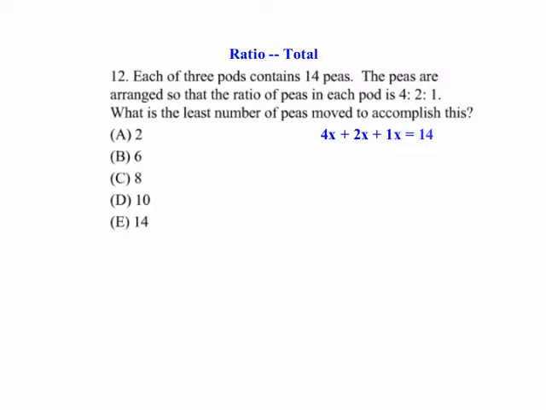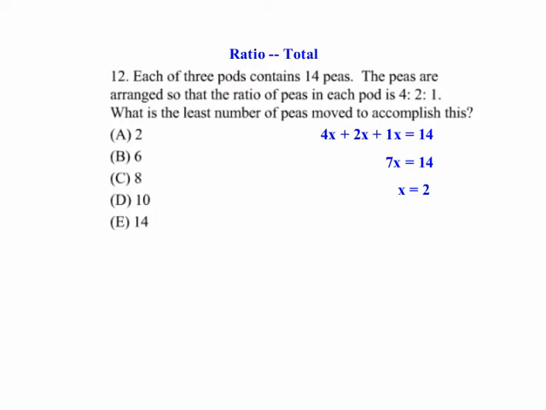Well, if I set it up, x is going to be that factor. I've got 4x plus 2x plus 1x equals 14. 7x equals 14. X equals 2. As an aside, usually they'll want you to fit that factor back into one of those elements of the ratio, for instance the 2, to find out what that represents. 2 times 2 would be 4. There'd be 4 peas there, for instance.